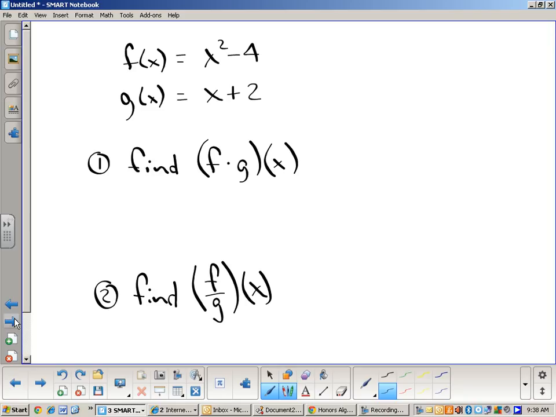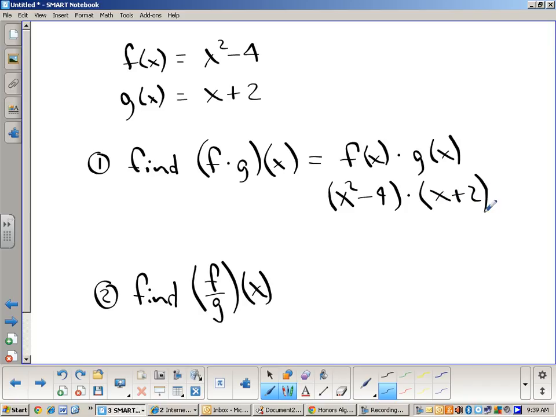Moving on to multiplying and dividing. So if f of x is x squared minus 4 and g of x is x plus 2, we want to find f times g of x. Well, from the definition, we know this is f of x times g of x. So just the same thing. And so it's going to be, are parentheses necessary here? Yes. Okay.